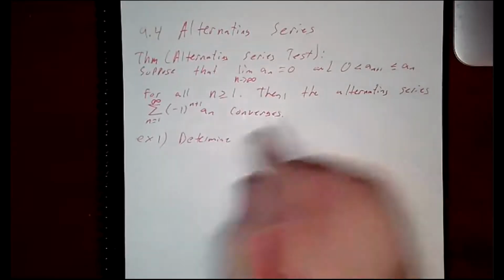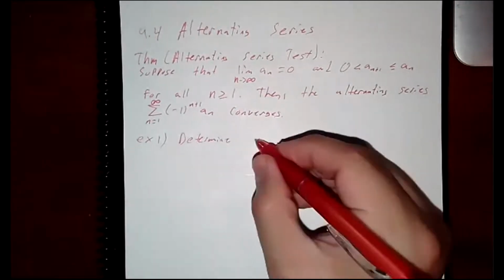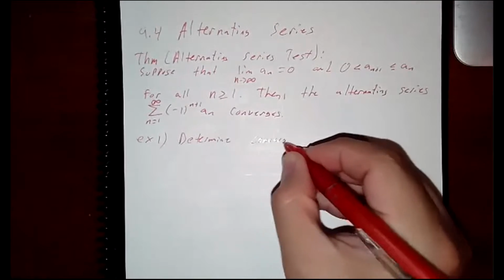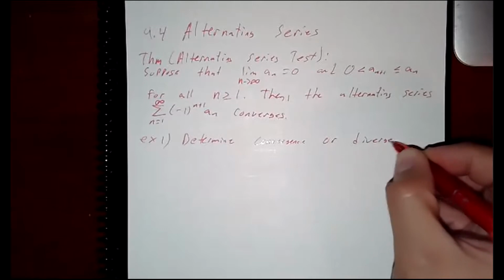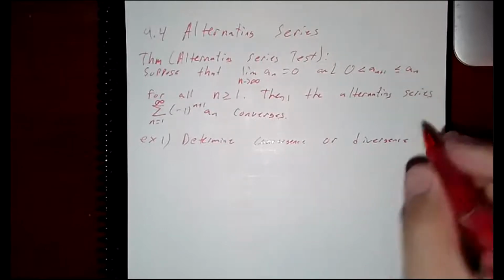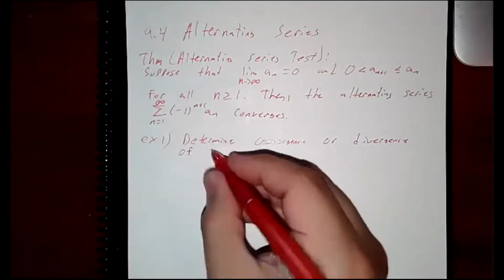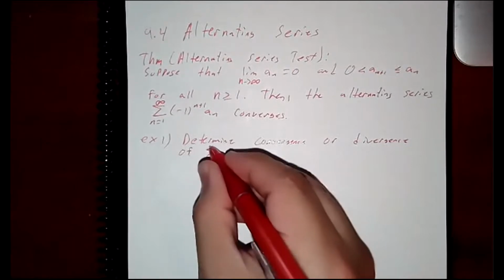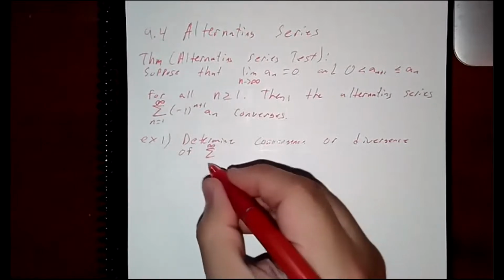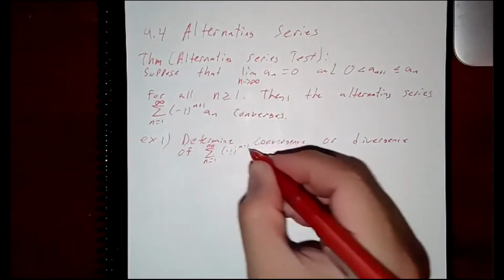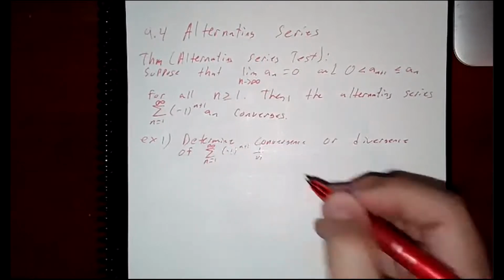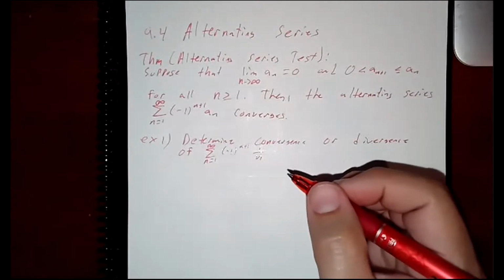So determine convergence or divergence of the series, the summation of negative 1 to the n plus 1, times 1 over n. Okay.